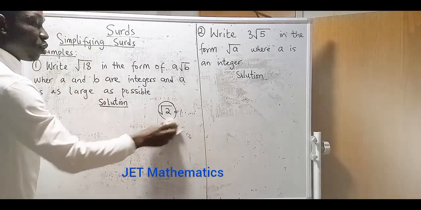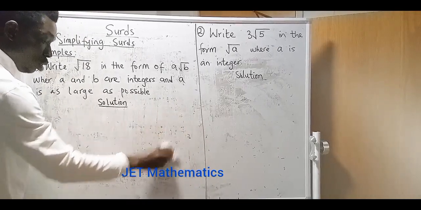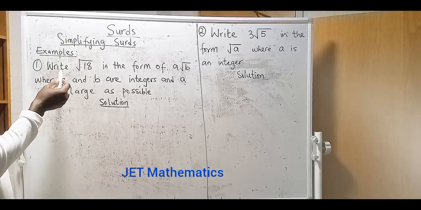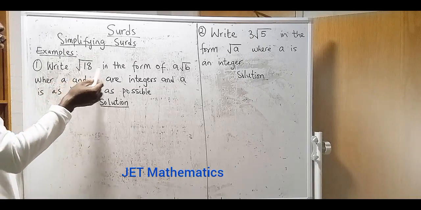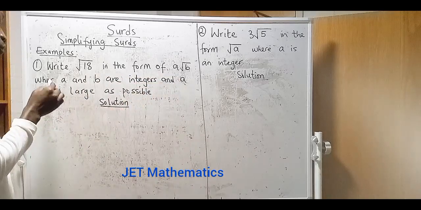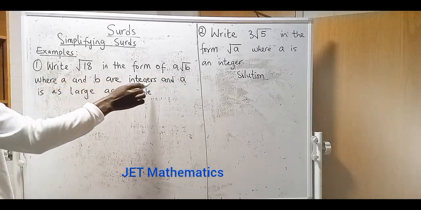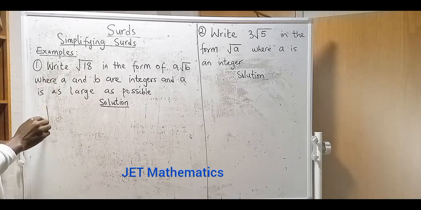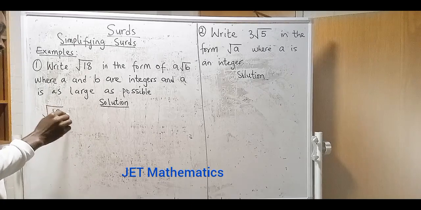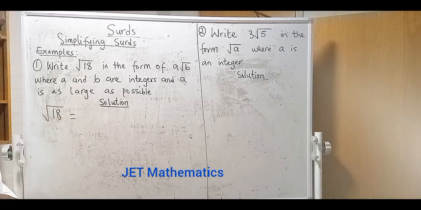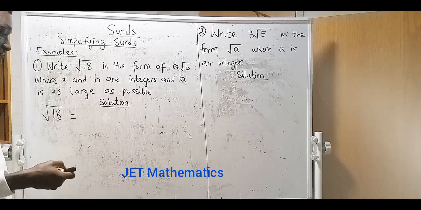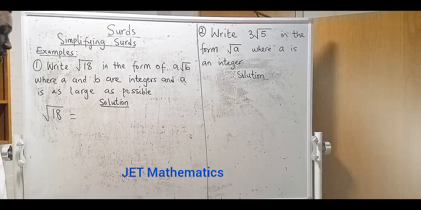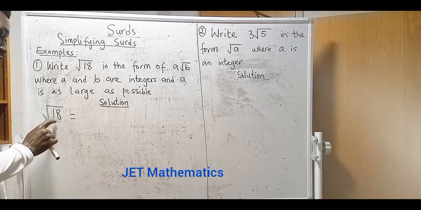We were able to solve some simple problems in our last video. So today we'll just look at some more problems. The first one says write root 18 in the form a root b, where a and b are integers and a is as large as possible. All right, so first of all, we're going to write root 18. Now we're going to look for the largest perfect square that is a divisor or a factor of 18.